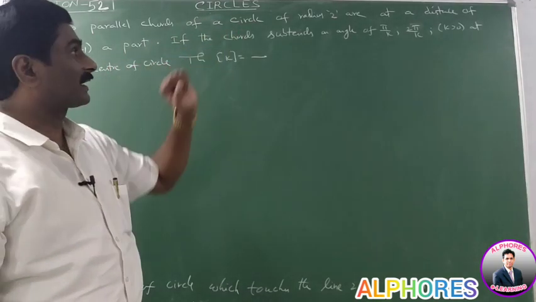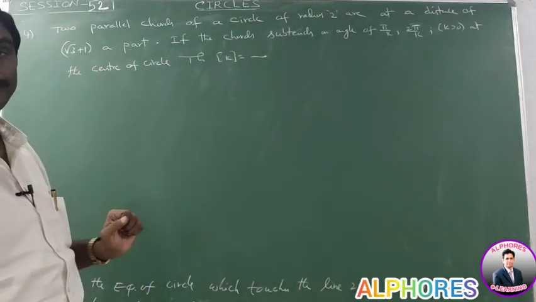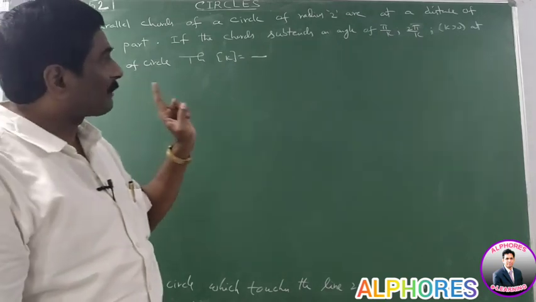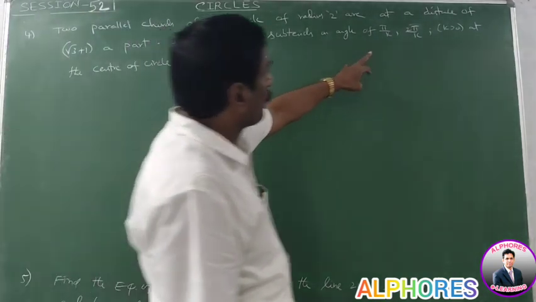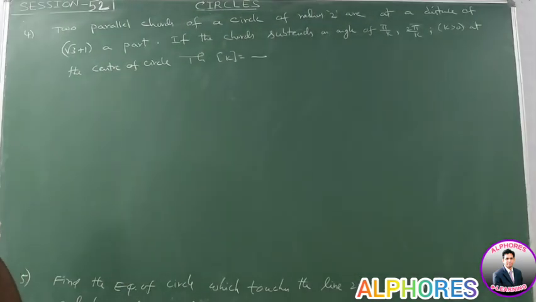Two parallel chords of a circle of radius 2 are at a distance of root 3 plus 1 apart. If the chords subtend an angle pi by k, 2 pi by k, where k greater than 0, at the center of the circle, then step of k is equal to what?